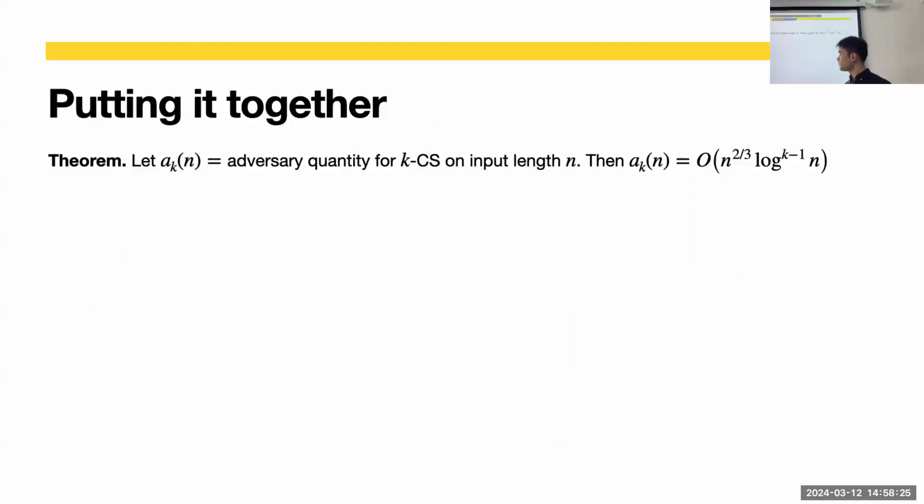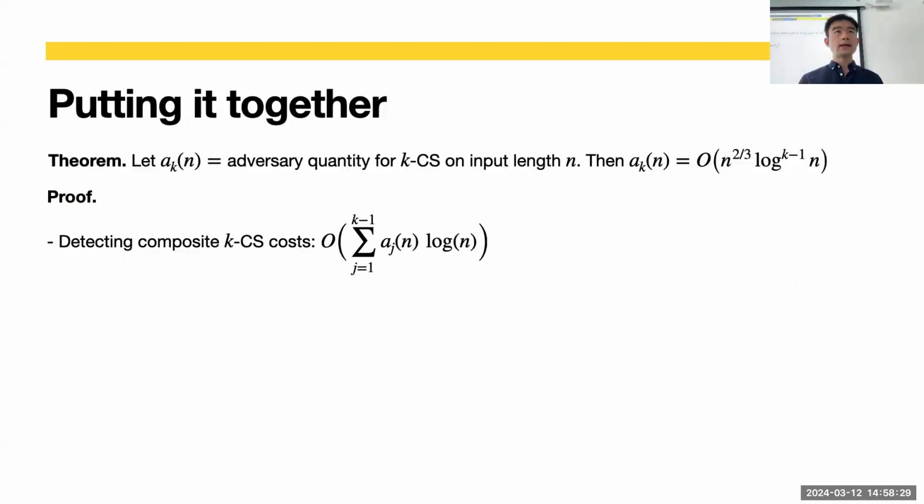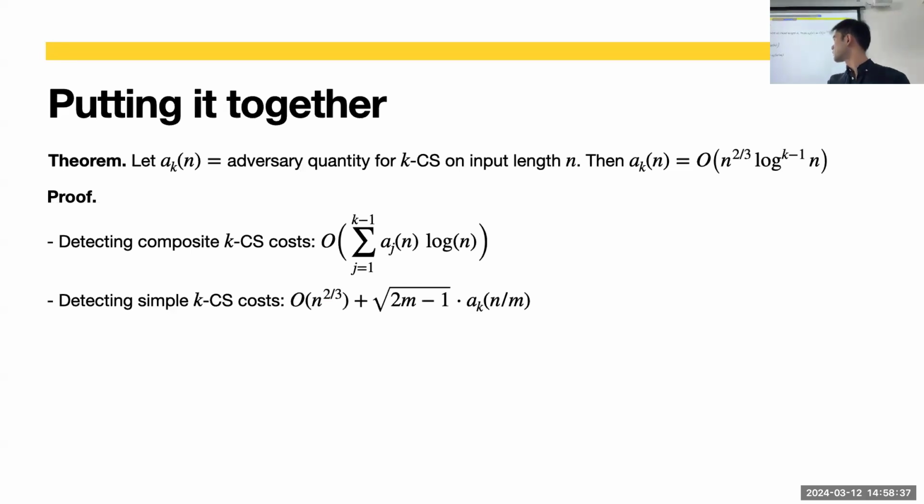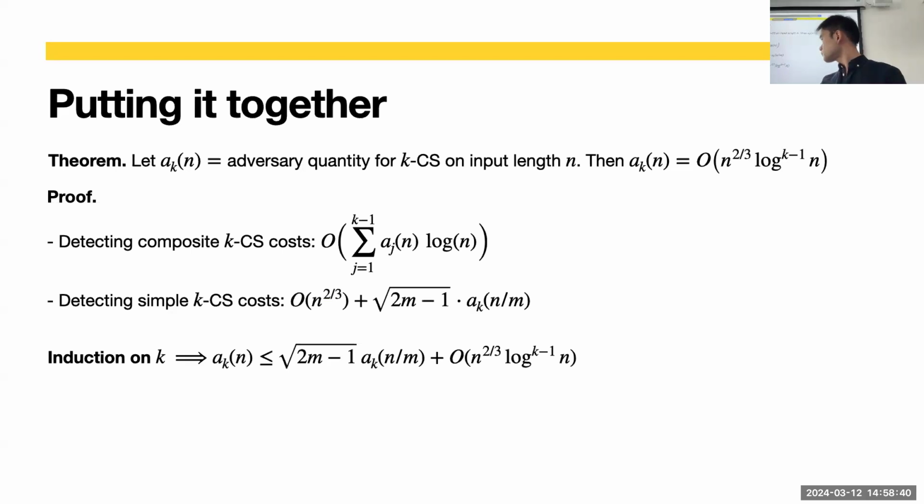Okay, so let's just put everything together. We have that the cost of detecting a composite KCS is what's shown, and the cost of detecting a simple KCS is what's shown. So if we induct on the theorem on K, we see that AK of n is less than or equal to square root 2n-1 times AK of n over m plus order n to the 2/3 log n to the power of k-1. If you plug the expression for AK of n into this expression, J only goes up to k-1. So the power in here will be log of k-1 times another log, so it'll be log k-1. That's why it's still k-1 power here.